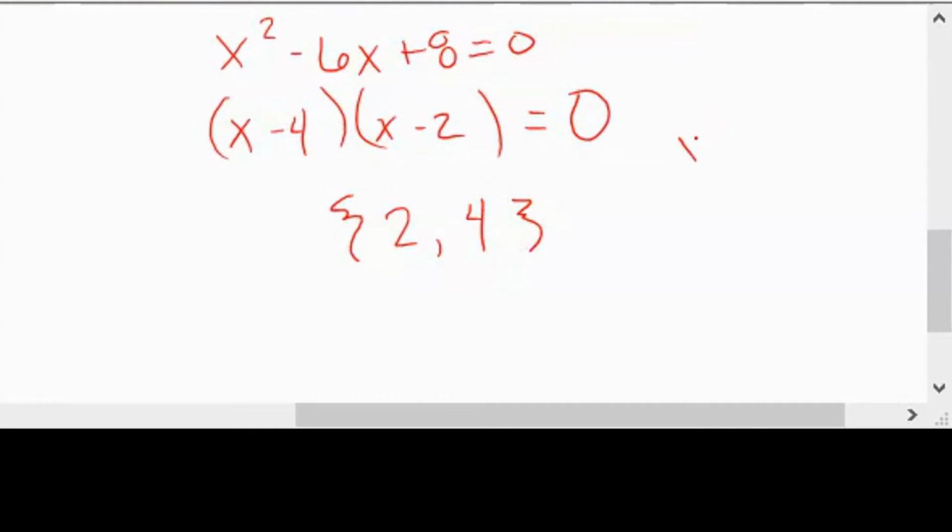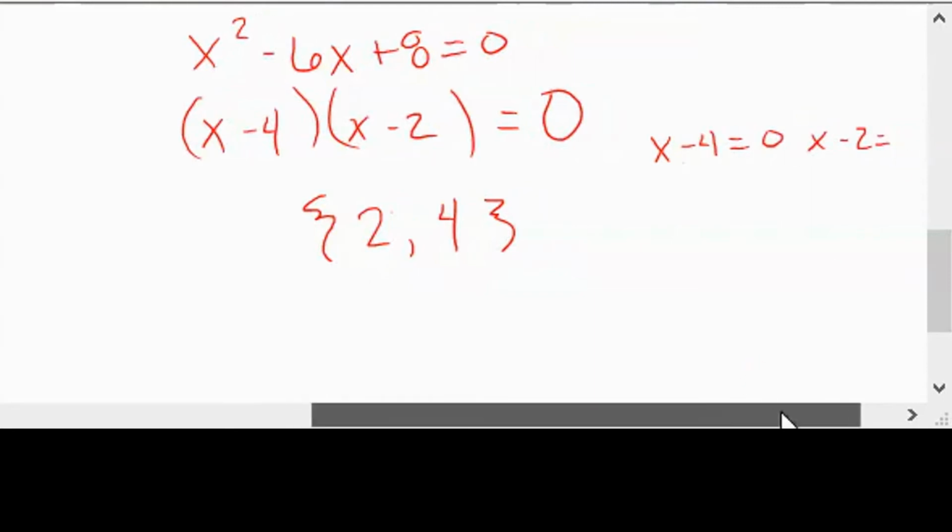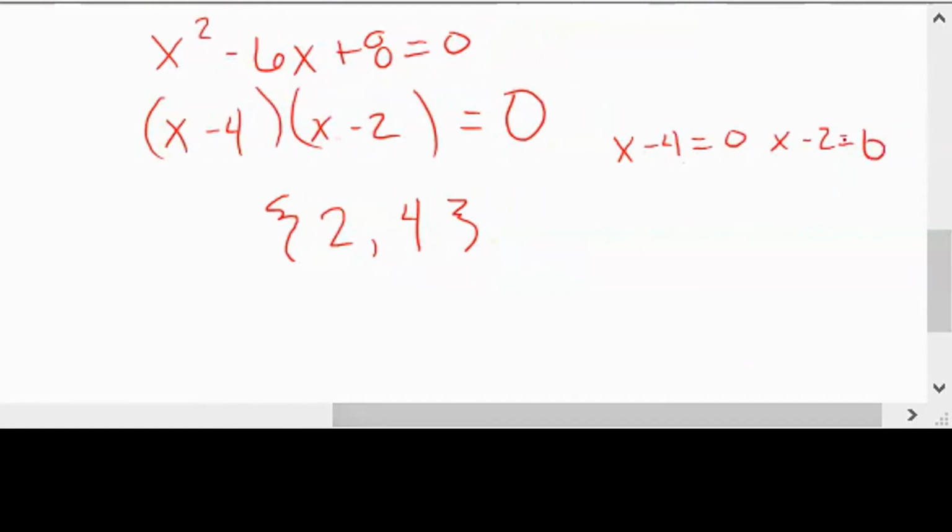And don't forget how we do that. We'll just set each of those equal to 0 separately, and then we'll solve. Okay, so that's where those came from, just in case anyone was wondering. Okay, so there are our solutions.